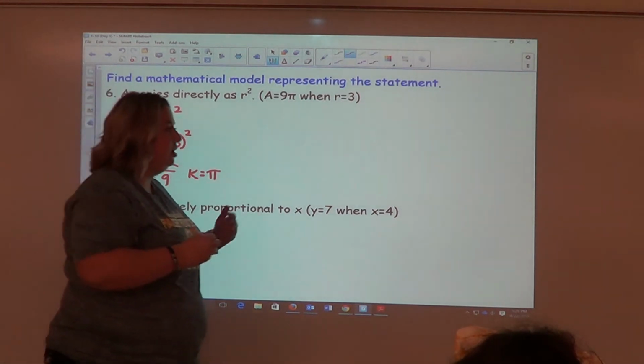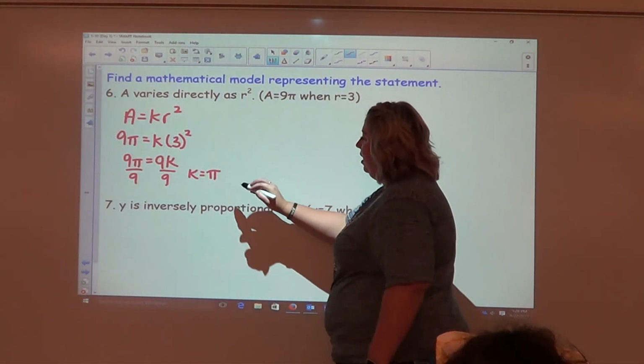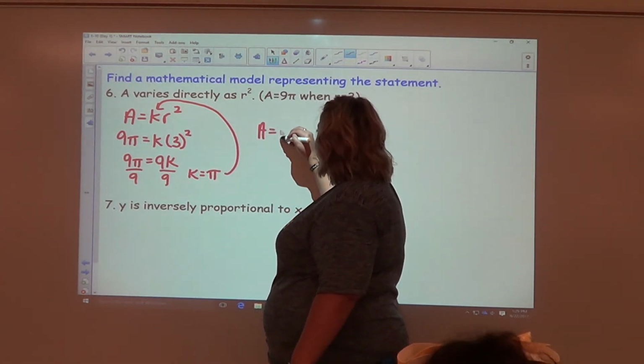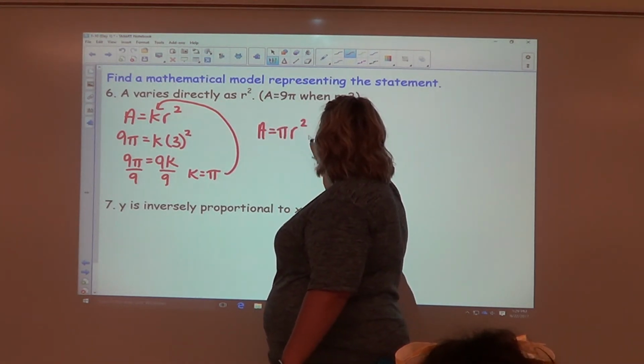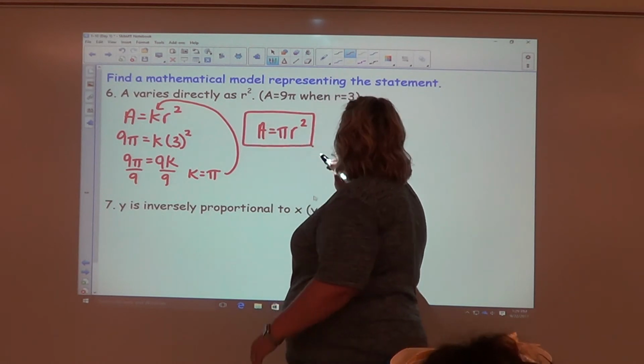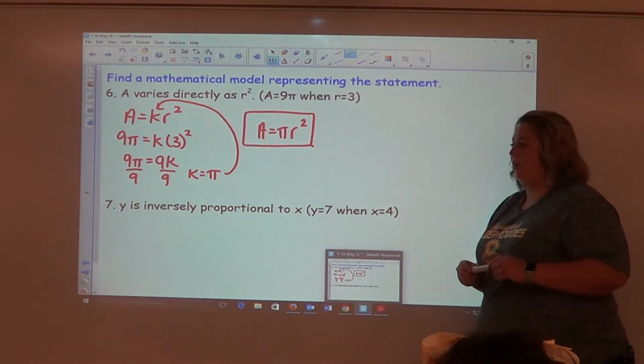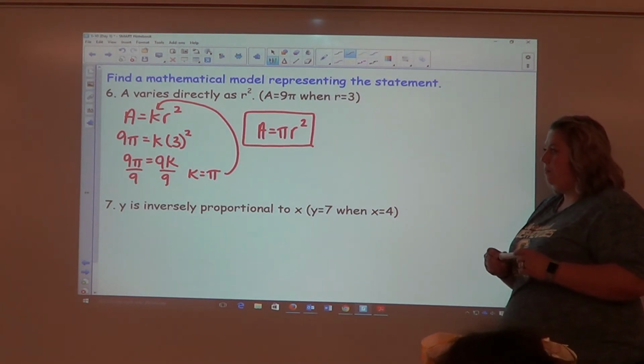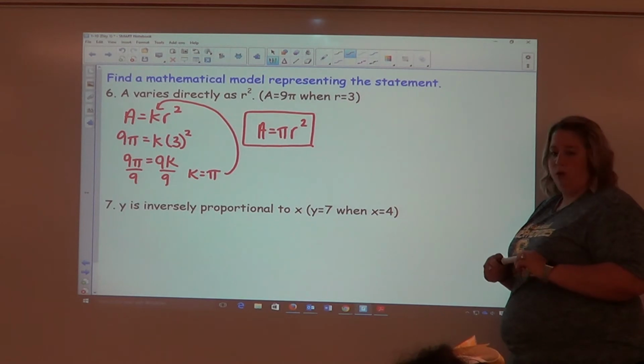So what you do, the only difference between the first part and this part, we find K, and then we plug it in to finish out our equation. So I have A equals pi r squared. What's that the area formula for? Circle. Alright, one more.